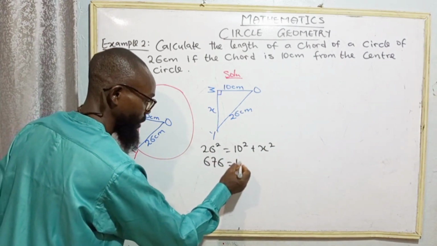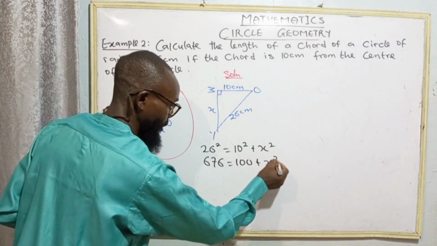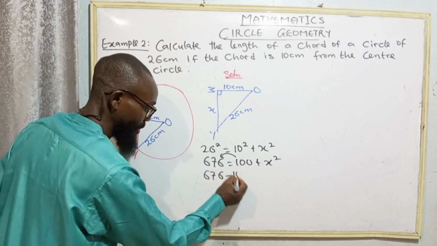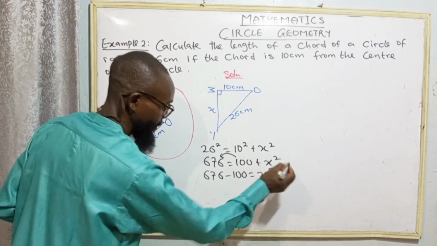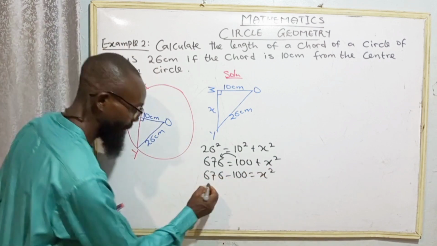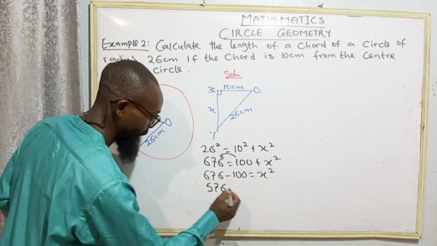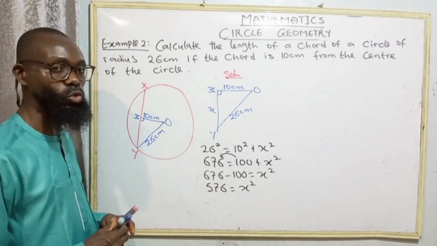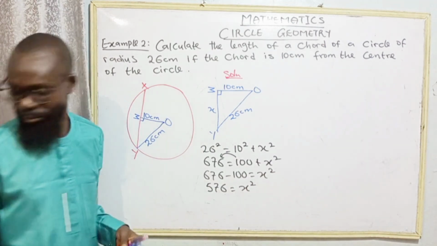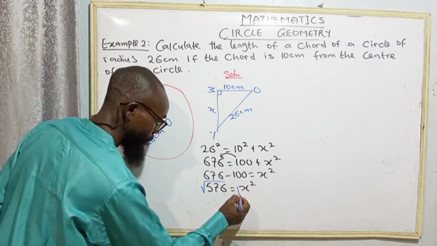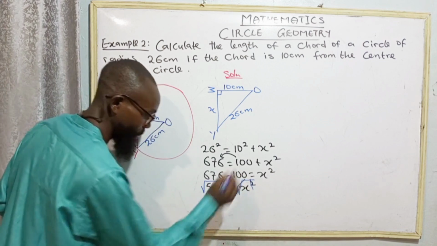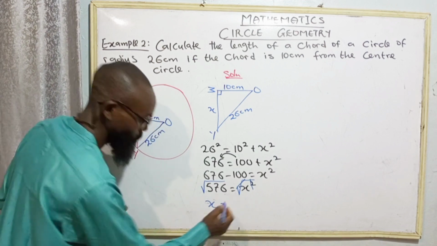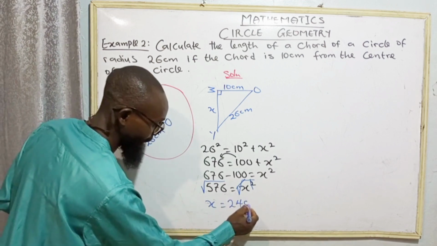676 equals 100 plus S squared. Taking this one here, 676 minus 100 is equal to S squared. When you subtract, we have 576 equals S squared. So to get the value of S, you have to square root both sides. Let's square root both sides. Square cancels square root. So the square root of 576 gives 24, which is in centimeter.